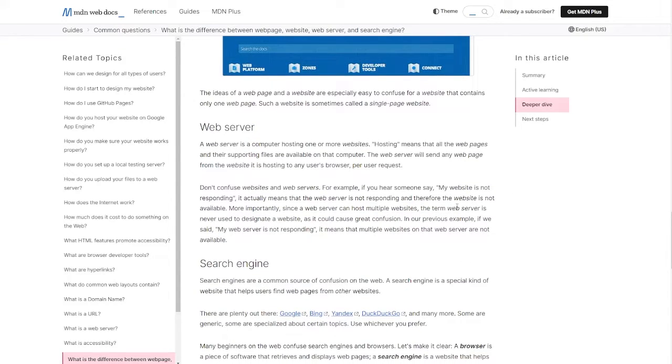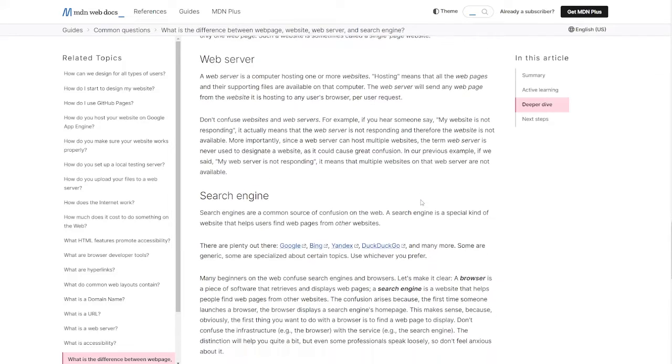Web server. A web server is a computer hosting one or more websites. Hosting means that all the web pages and their supporting files are available on that computer. The web server will send any web page from the website it is hosting to any user's browser per user request. Don't confuse websites and web servers.